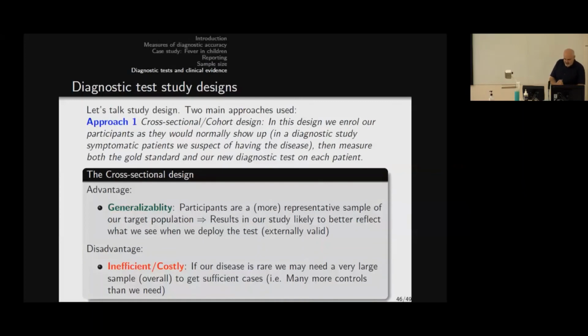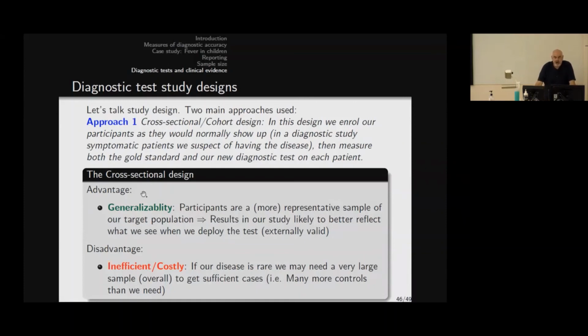The last thing I want to do, we're nearly there, is talk about the design that is often used for diagnostic test evaluations. There are two main approaches. The first approach is a cross-sectional or cohort design. In this design, we enroll participants as they would normally show up to our clinic. If we're talking about a diagnostic test, as patients walk through our door symptomatic, we send them off to be tested, both with our novel test and with the gold standard.